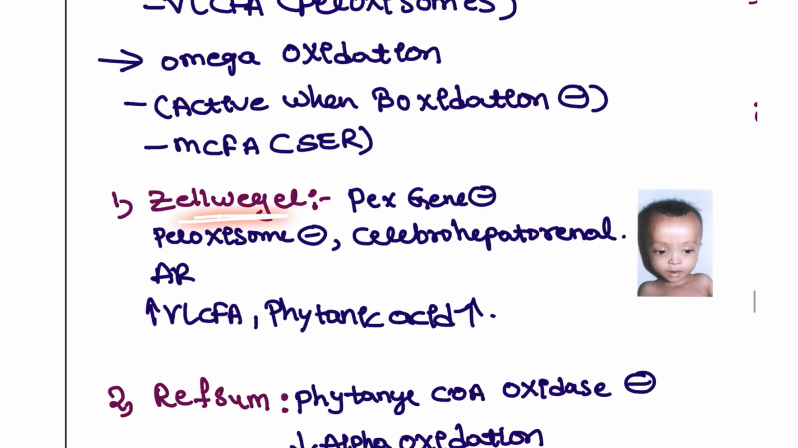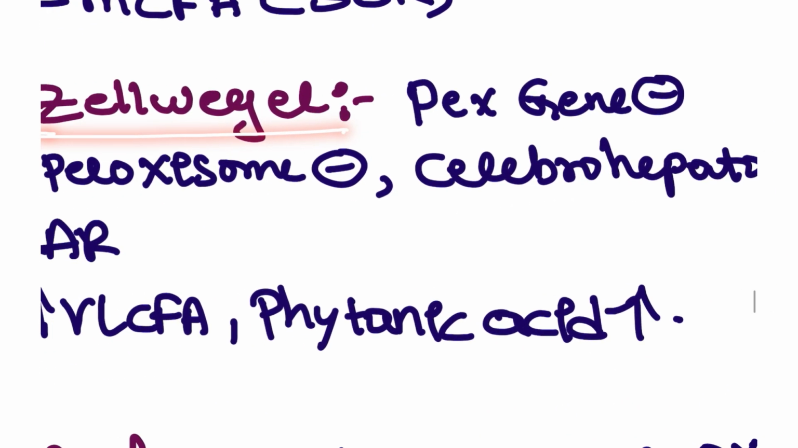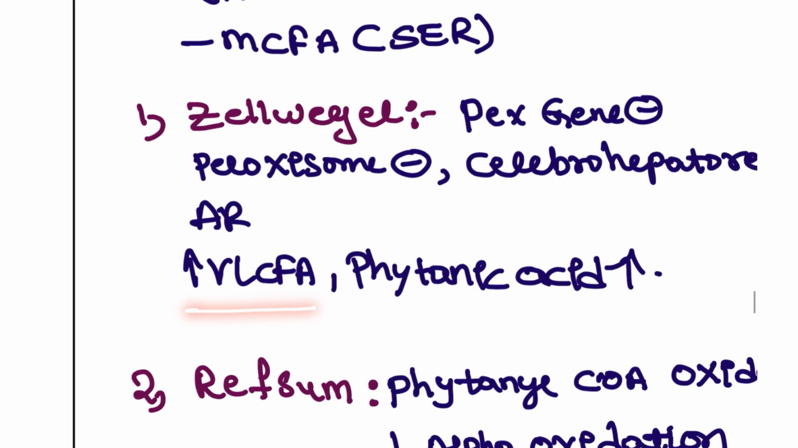Zellweger disease. What is this Zellweger disease? This is an autosomal recessive PEX gene mutation peroxisomal condition. It can affect the brain, liver and kidney together. So whoever is associated with Zellweger, this is the appearance of the patient, and they are more prone to increased very long chain fatty acids in the blood and phytanic acid.